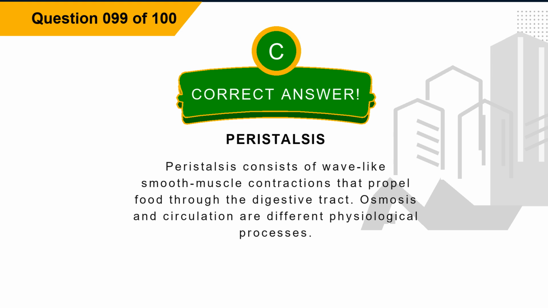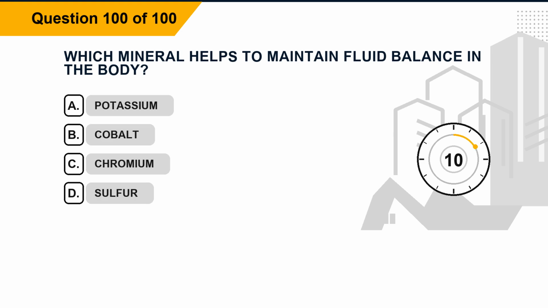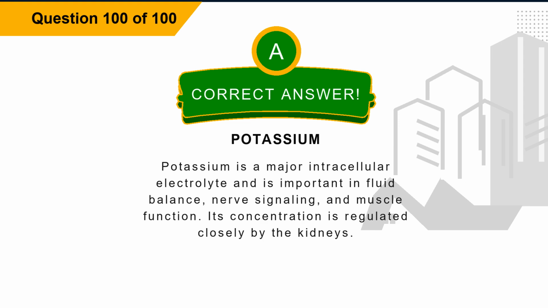physiological processes. Question 100. Which mineral helps to maintain fluid balance in the body? Option A, potassium. Option B, cobalt. Option C, chromium. Option D, sulfur. The correct answer is option A, potassium. Explanation. Potassium is a major intracellular electrolyte and is important in fluid balance, nerve signaling, and muscle function. Its concentration is regulated closely by the kidneys.